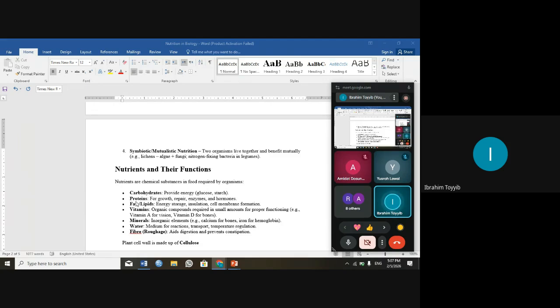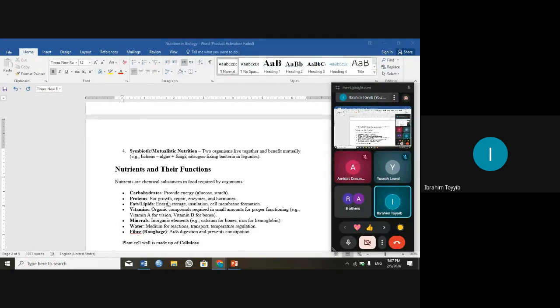The second one is protein. Body building food. It is responsible for growth of the body. It is responsible for repairing worn out tissue. If you have a wound, a cut, you want it to heal quickly. So that tissue that is worn out, you want it to be repaired, just by taking proteinous food like milk, meat, egg, like that.